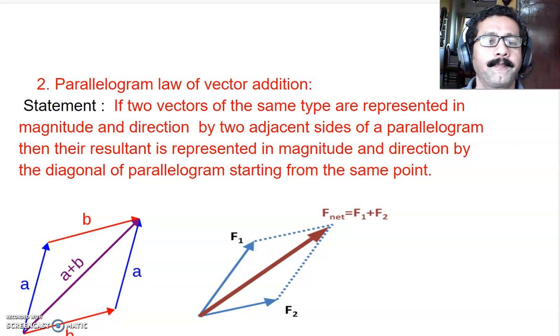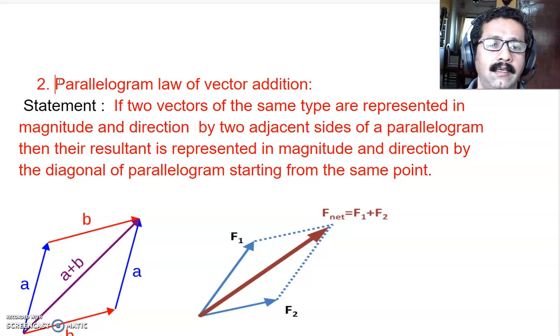Hi everyone. In the previous video we studied the triangle law of vector addition, and we saw several simulations showing how to practice the triangle law of vector addition and find the resultant of two vectors. In fact, I have also shown how to add up three vectors.